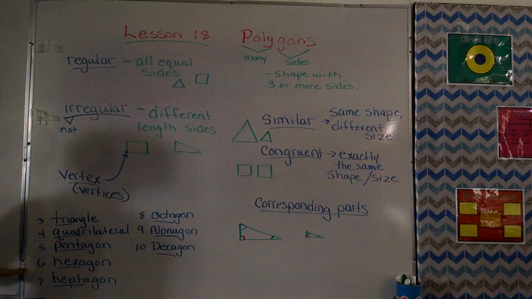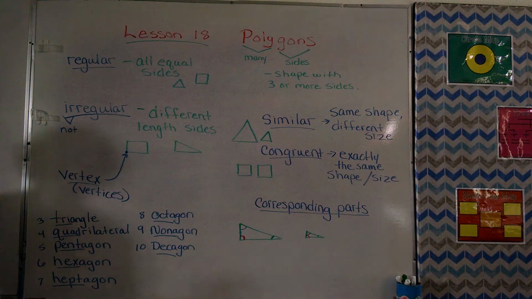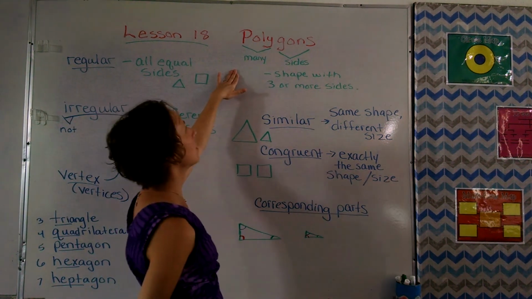These are the words that we use for the different number of sides on different shapes. So if a shape has 3 sides, we call it a triangle. The word part tri means 3. If it has 4 sides, we call it a quadrilateral. Quad means 4. 5 sides is a pentagon. Penta means 5. 6 sides is a hexagon. Hexa means 6. 7 sides is a heptagon. Hepta means 7.